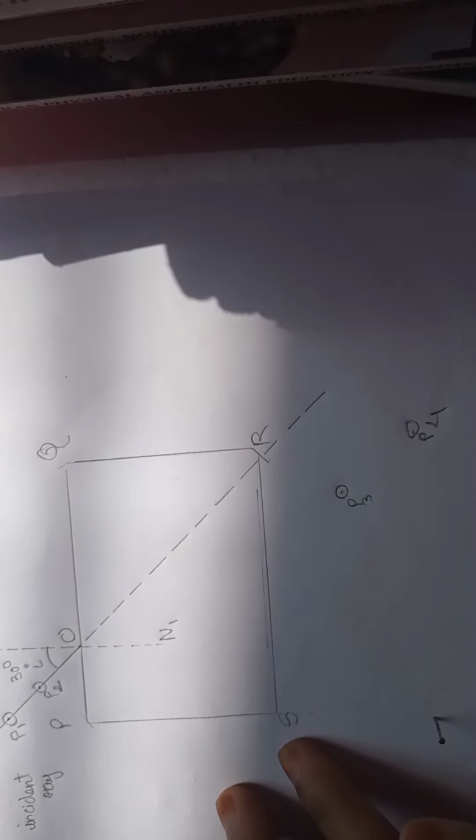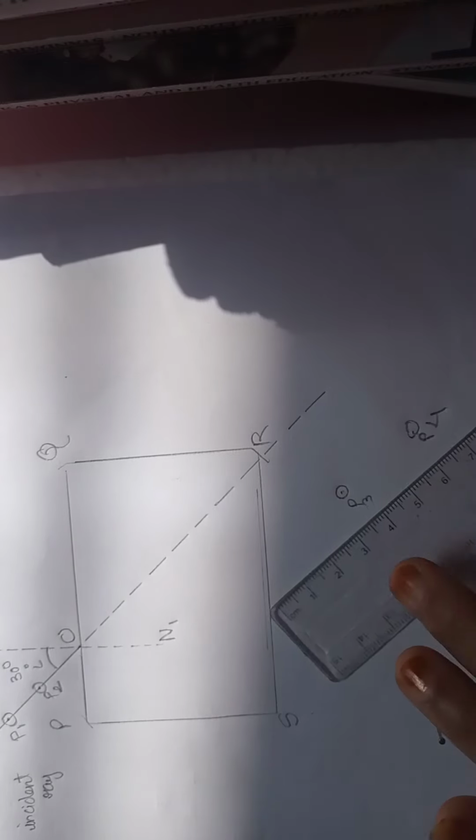Now I will place my scale so that it gets connected with the line. That is, I am going to draw a line from these two points, and I am going to join it here.